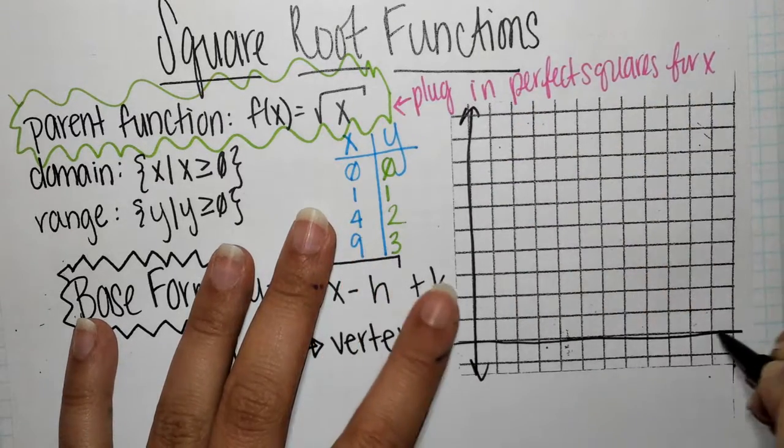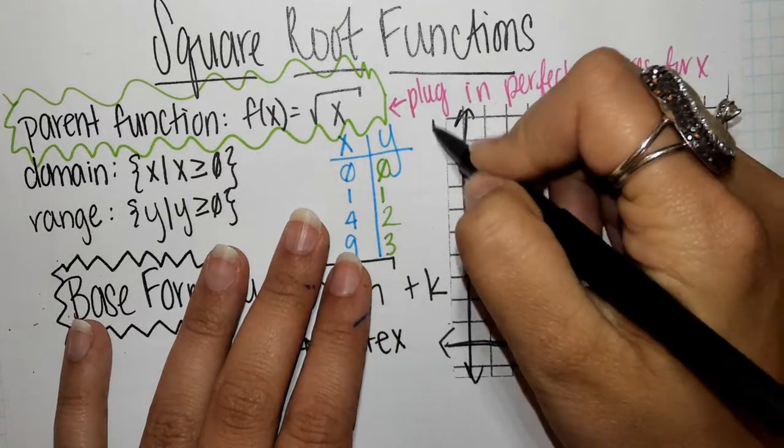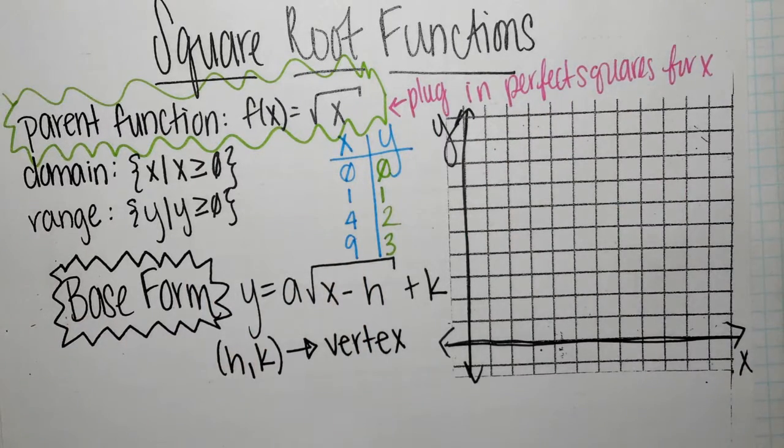All right, so then we're going to create a graph. This is x, this is y. And all we're going to do is plot our values, and then we're going to talk about the domain and range.